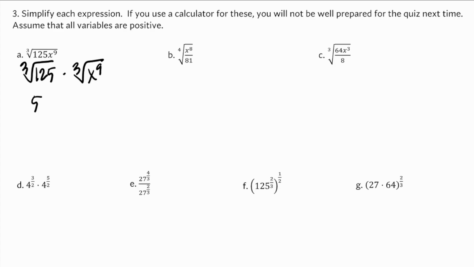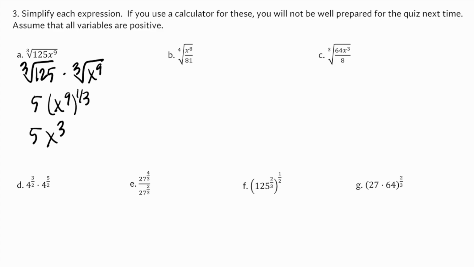And the cubed root of x to the 9, well, that would be like x to the 9 taken to the 1/3 power. I can multiply those exponents. 9 times a third is 3. Or you could look at the cubed root as dividing the exponent of something by 3. Either way, you're going to get x to the 3 power multiplied by 5.